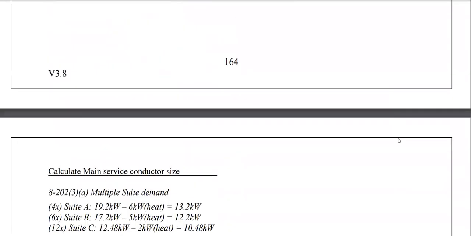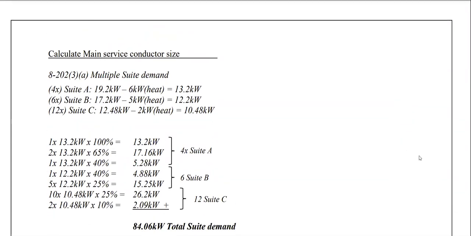Well, let's take a look now at the next step. The next step is to calculate the main service conductor size. So, suite A, 19.2 kilowatts. Suite B, 17.2 kilowatts, and suite C, 12.48 kilowatts. Now, this isn't the same as what we saw in a row house feeder. The row house feeder required that we utilized an inflated value, but 12.48 is going to be what the calculated value was from the previous step of suite C.